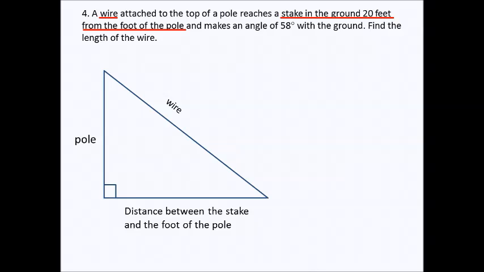Next, we label our values. We're told that there's an angle between the wire and the ground of 58 degrees. So we label that. We're also told that the distance between the stake and the foot of the pole is 20 feet. So we labeled that. Finally, we're asked to find the length of the wire. We're going to let X represent the length of the wire.